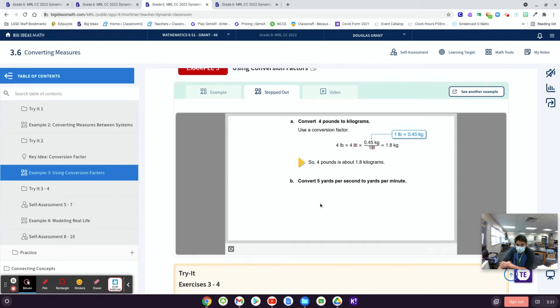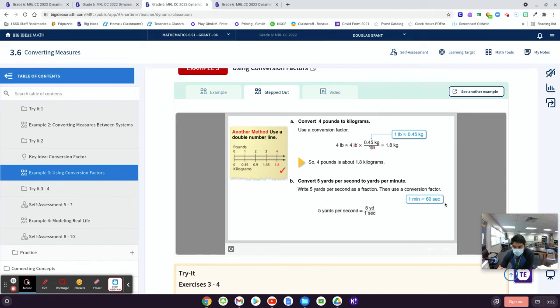We're going to do the same thing over here. We're going to convert 5 yards per second to yards per minute using a conversion factor. Now this is a little bit more tricky because we're working with 2 units instead of 1. So now it's 5 yards per 1 second, and we have to get to yards per minute. So we want the conversion between seconds and minutes. There are 60 seconds in 1 minute. That's our conversion factor.